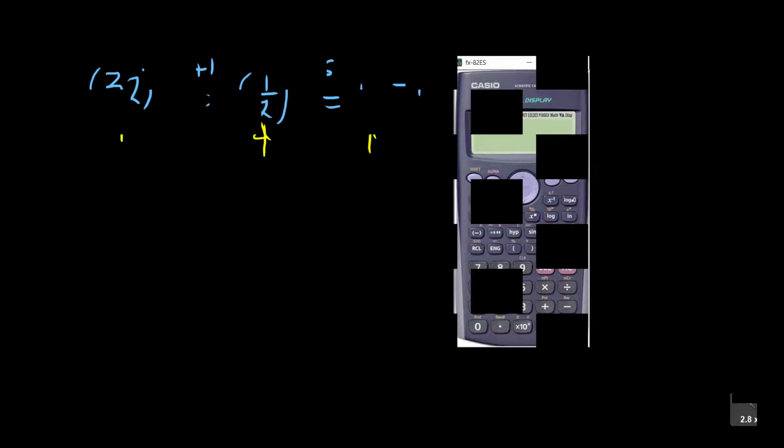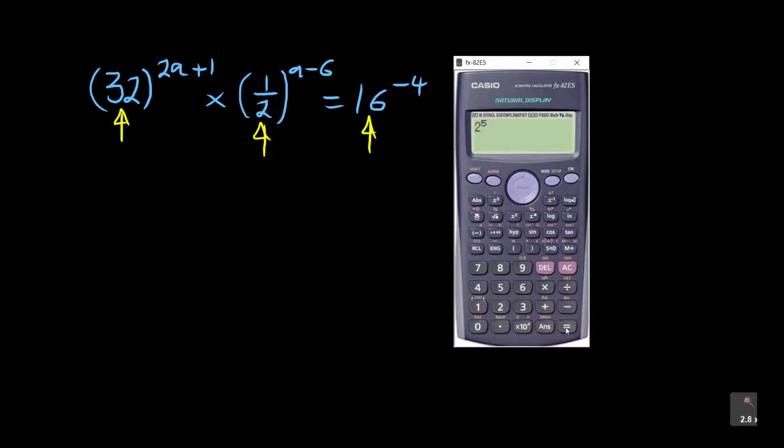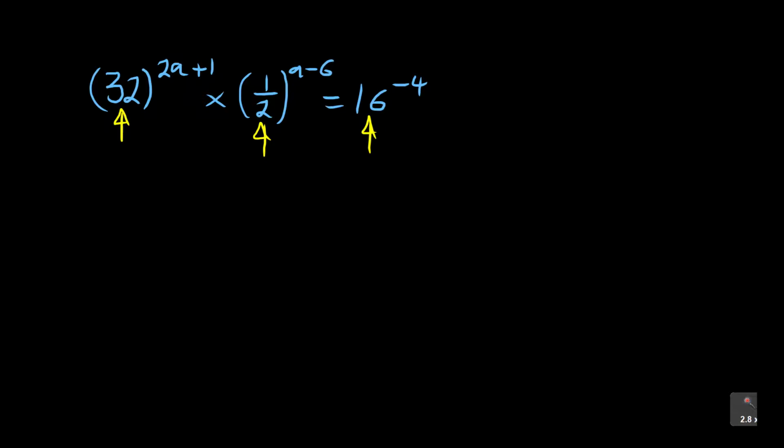2 to the power of 5 is what? 32. 2 to the power of 4 is what? 16. And 2 to the power negative 1 is what? 1 over 2. So that's what they're trying to bring in here.